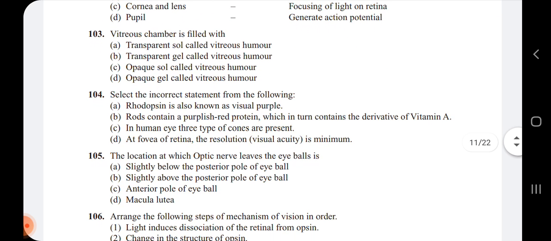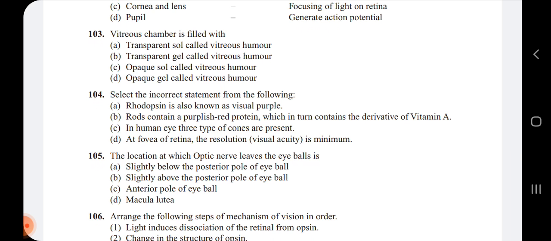And third, the vitreous chamber is filled with the vitreous. What is the vitreous chamber? It is a space present between the lens and the retina. In between these two there is a fluid, a transparent gel, and that is called the vitreous humor. Hence option B is the correct answer.